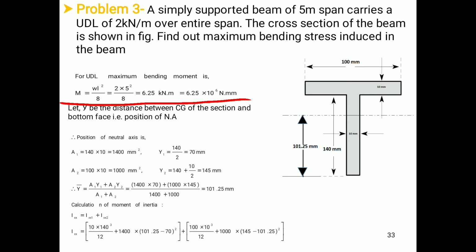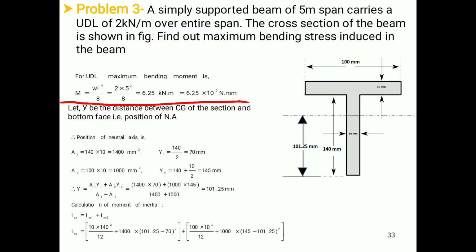Now we have maximum bending moment given by WL square by 8, as it is a simply supported beam which is subjected to UDL. Therefore, on putting the value of W as 2 kN per meter which is given in the numerical and L equal to 5, we have the value of maximum bending moment equal to 6.25 kN meter. In Newton mm it will become 6.25 into 10 raised to 6 Newton mm. Now we have the value of maximum bending moment M.